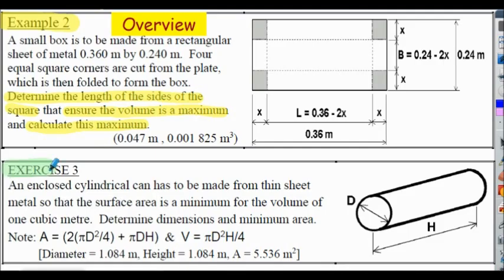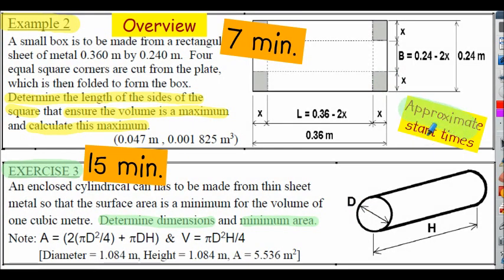And also exercise 3, where we've got to determine the dimensions of an enclosed cylindrical section and calculate the minimum area associated with this section. These solutions will be worked through in detail for your reference. And here are the approximate start times related to example 2 and exercise 3. Please note these times are rounded to the nearest minute.